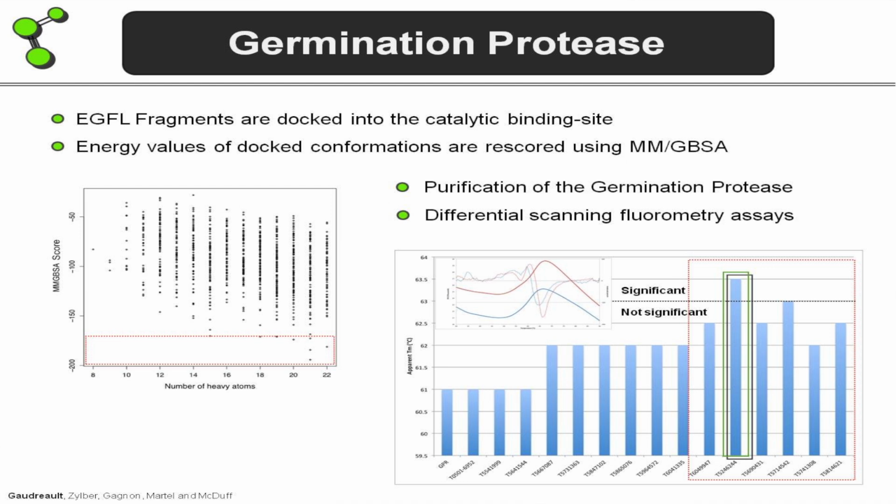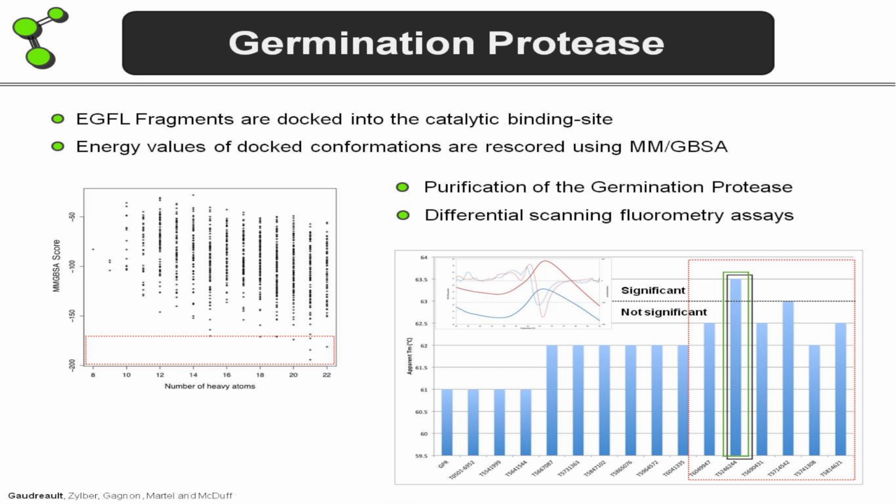We use the same kind of approach as we did for matriptase-2. We docked the entire GFL library into the catalytic binding site, and we rescored using the MMGBSA potential. Here's a distribution of scores. Here we cannot see the points clearly, but we selected the fragments that we predicted as being the strongest binders. In the experimental part of our lab, we have purified the GPR, and I've used differential scanning fluorometry assays to calculate the denaturation temperature of the protein alone and in complex with the different fragments.